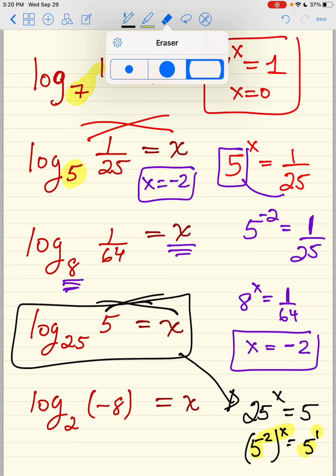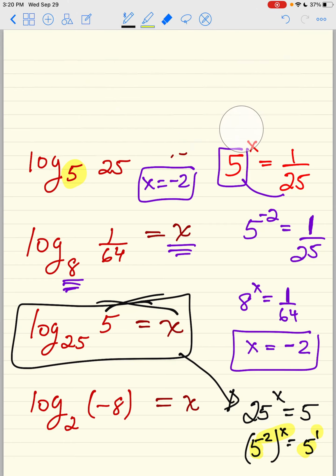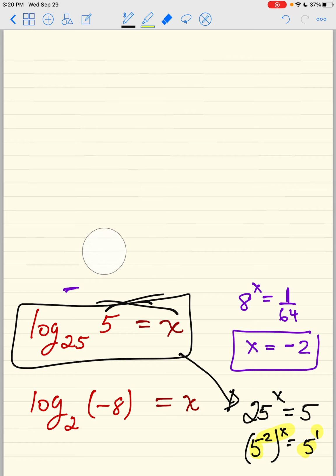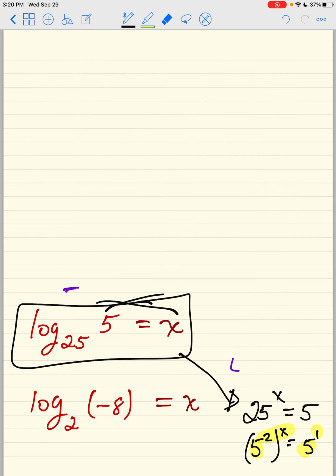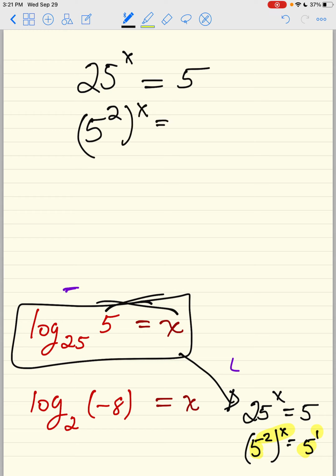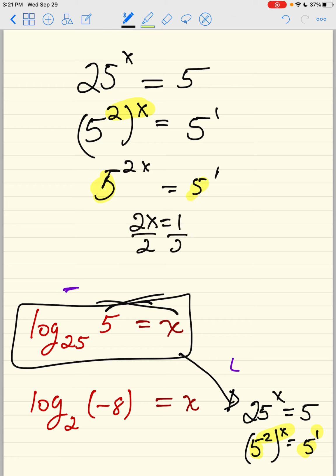So let me get rid of this numerator. If you guys ever need to stop the video, just stop it. Okay. So now I have 25 to the x equals 5. 5 squared to the x equals 5 to the first. Power to a power, we multiply. And since these two are the same, you set the exponents equal to each other. So x is equal to 1/2.